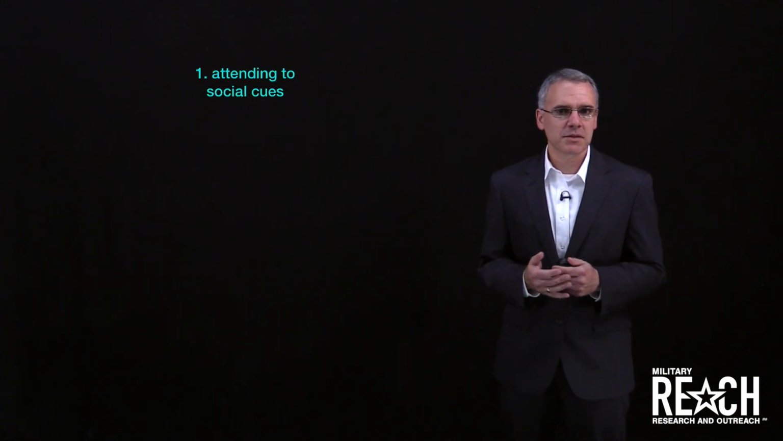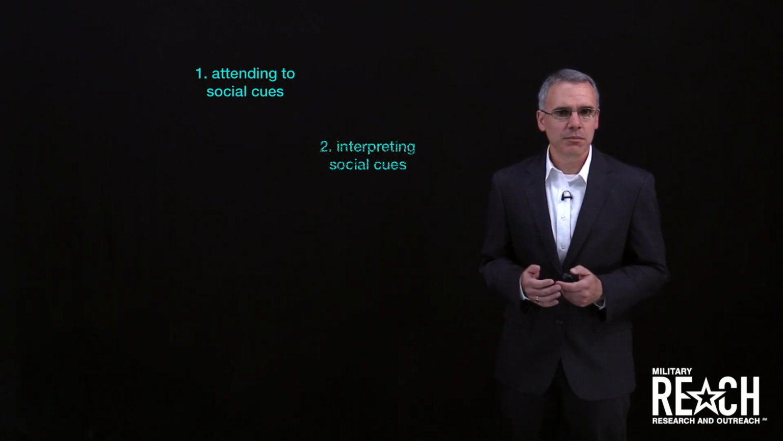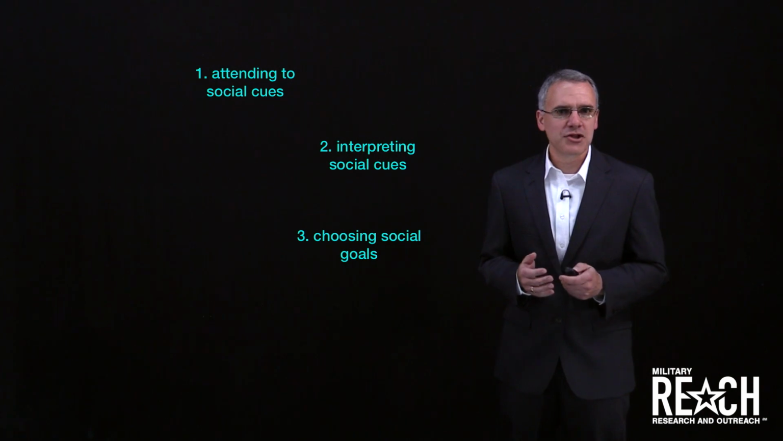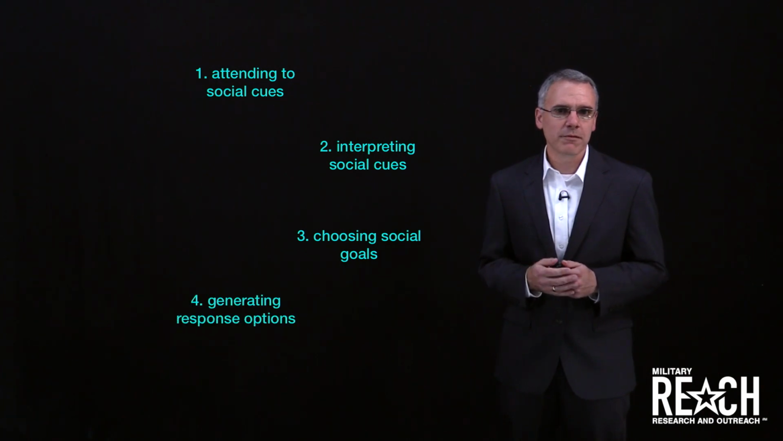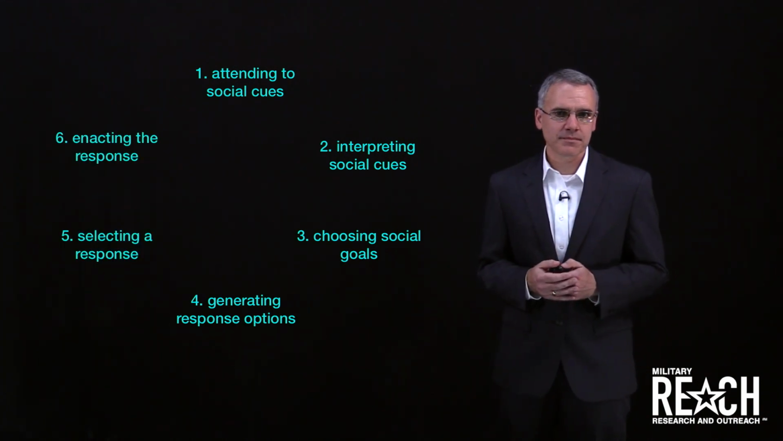Social information processing involves a series of mental steps that may occur as children approach or participate in social interactions. The steps include attending to social cues, such as facial expressions and statements, interpreting social cues, choosing social goals, generating response options, such as some form of friendliness, avoidance, or aggression, selecting a response, and enacting the response.